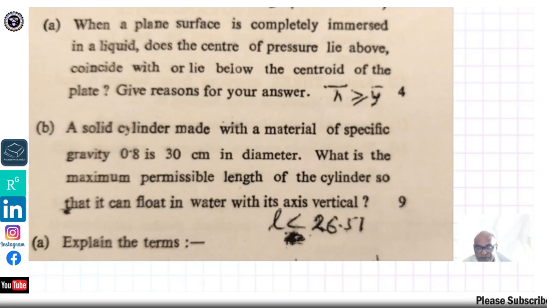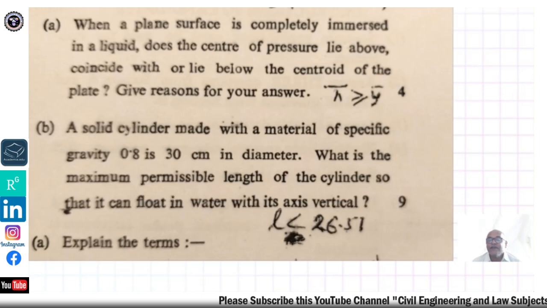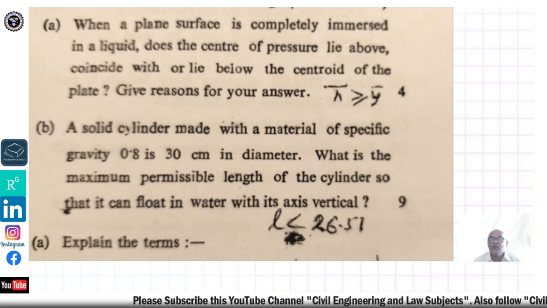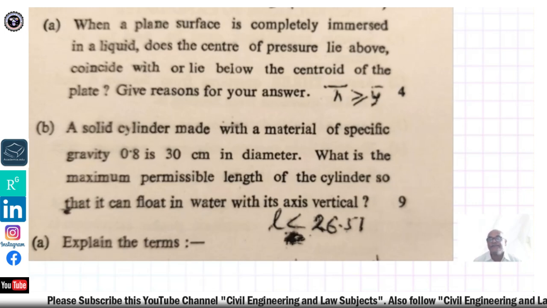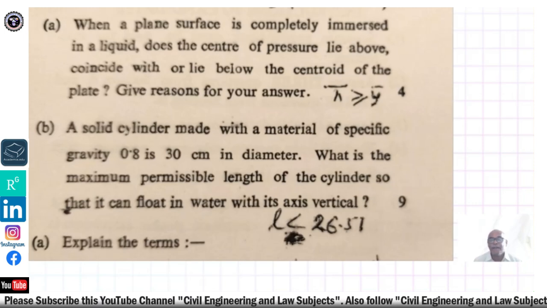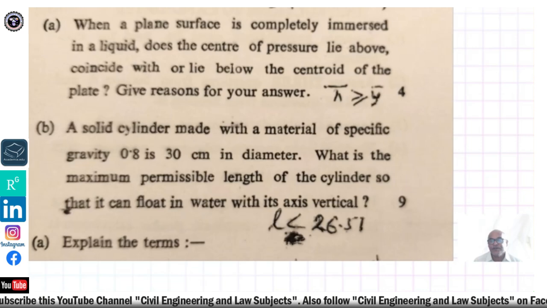Yes. So let us take another problem, number 3. A solid cylinder made with a material of specific gravity 0.8 is 30 centimeter in diameter. What is the maximum permissible length of the cylinder so that it can float in water with its axis vertical? This is the problem asked in the university examination.